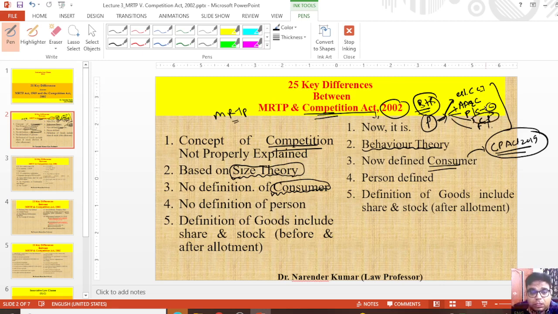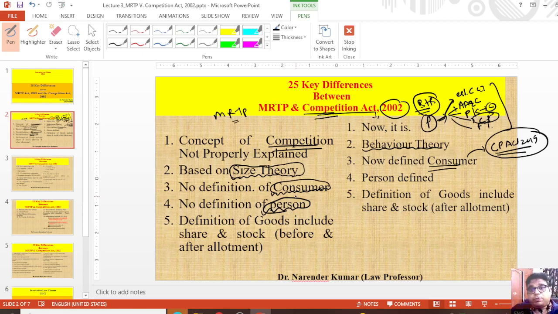Next point is the definition of person. The MRTP law does not have a definition of person, okay? So it is very difficult to identify whether a particular firm, or who, amounts to a person under this law.